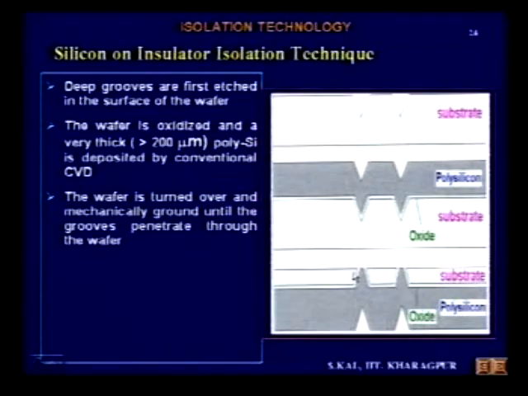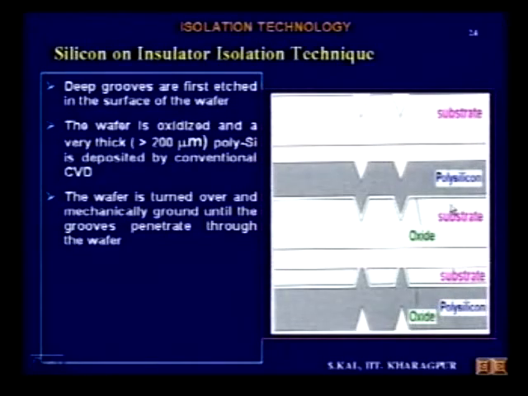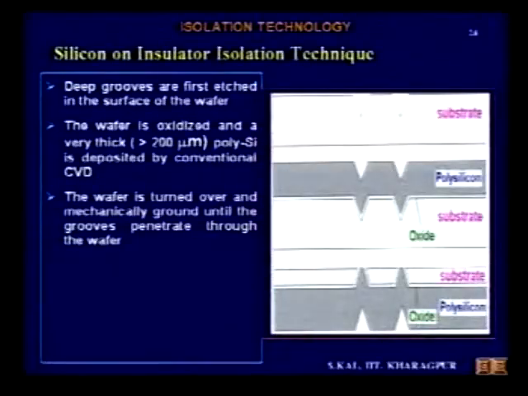Just by looking at the figure, it seems very simple, but it is not so. Why? Because if you grind it, a lot of defects will come. From a 500 micron substrate, you are bringing it down to maybe 10 micron, even less than 10 micron. So you can imagine how much silicon is to be removed. A removal of that much silicon will damage the silicon single crystal active area. A lot of defects will be there. That is the major problem in this dielectric isolation technique.